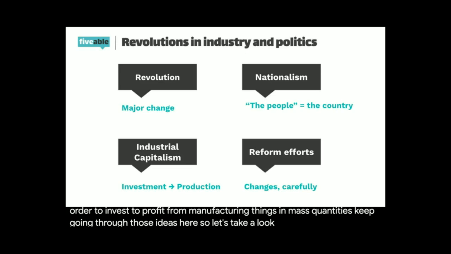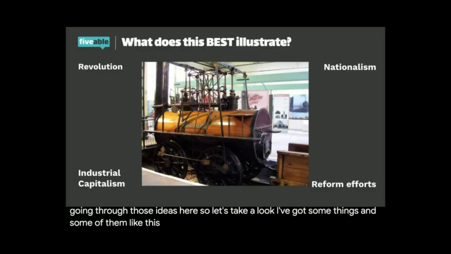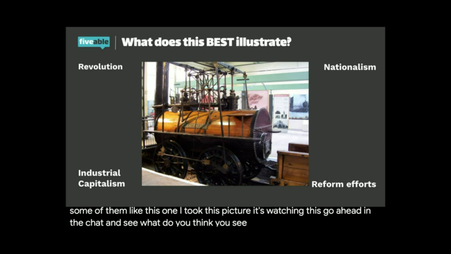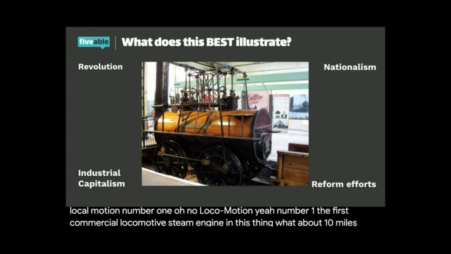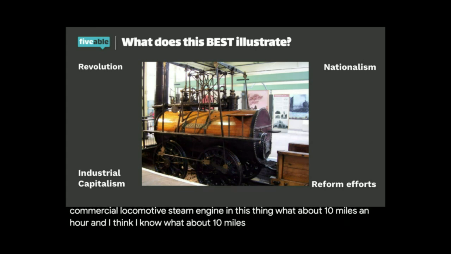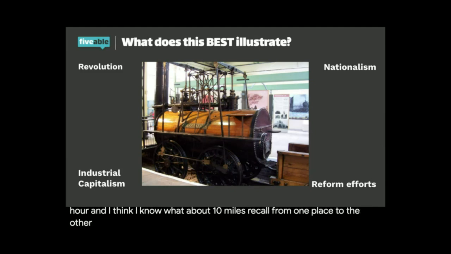So let's take a look. I've got some things, and some of them, like this one, I took this picture. So why don't you just go ahead in the chat and tell me, what do you think you see here? This is literally Locomotion number 1, the first commercial steam locomotive, and this thing went about 10 miles an hour, and I think it went about 10 miles between two cities in northeast England, and it carried coal from one place to the other. So which of these power vocabulary terms might this illustrate?